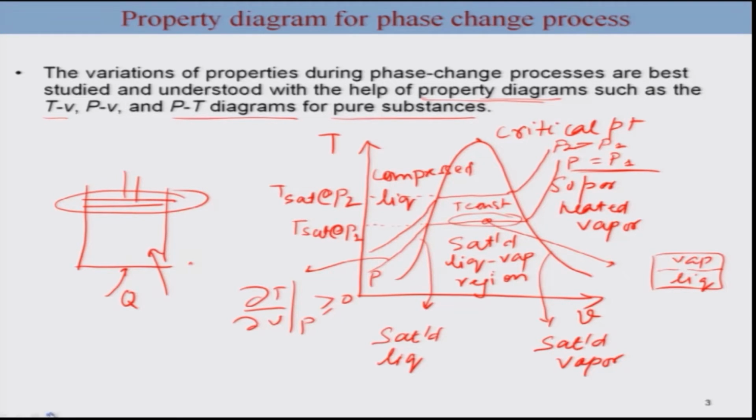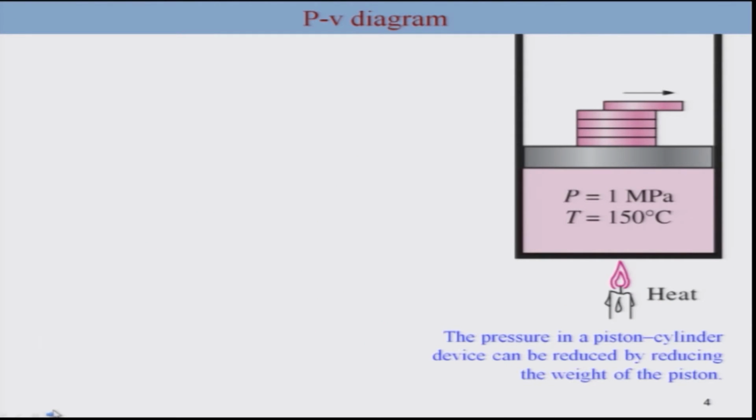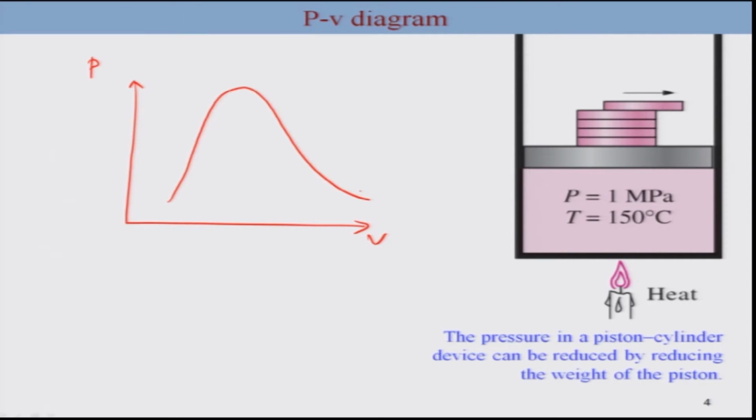So let us go to the next, where we are going to change the pressure by keeping the temperature constant, and in this case we are going to draw a P-v diagram here. Okay. So again here, the lower volume range would be saturated liquid. So this is saturated liquid, this is saturated vapor, this is again the critical point, okay, and this region is going to be the saturated liquid-vapor region. This is your compressed liquid, this is a superheated vapor.